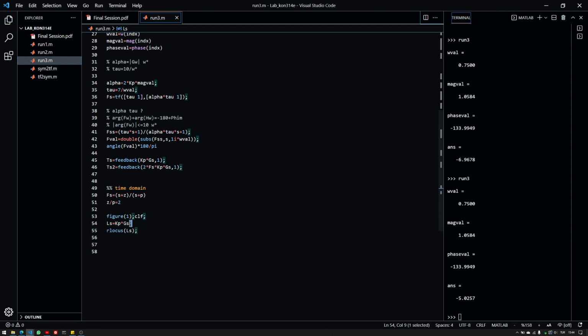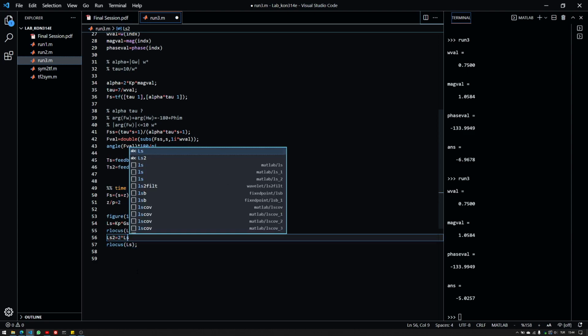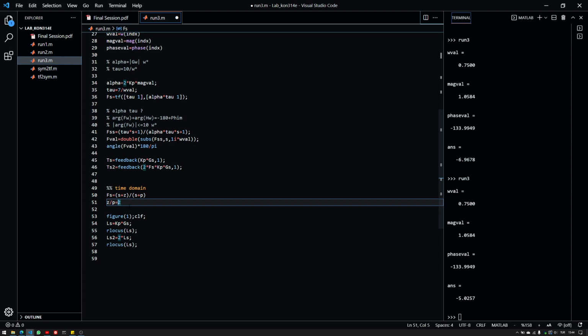So this is the previous design, and this is the loop transfer function from the previous design. And we have the root locus given here. Now, what we want to do is add a gain to it. So let's say L_S2, which is 2 times L_S, but we still didn't determine what the pole-zero pair should be. But we could choose any pole-zero pair that satisfies this equation here.